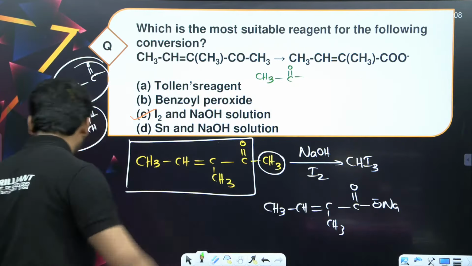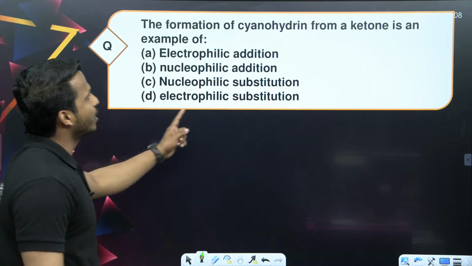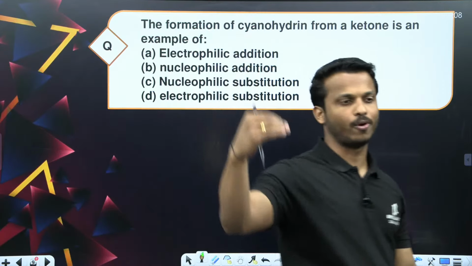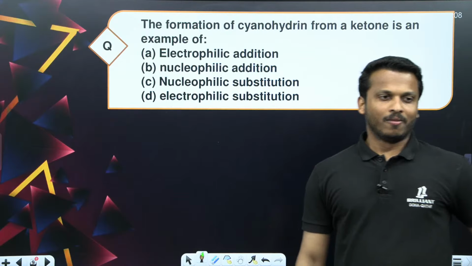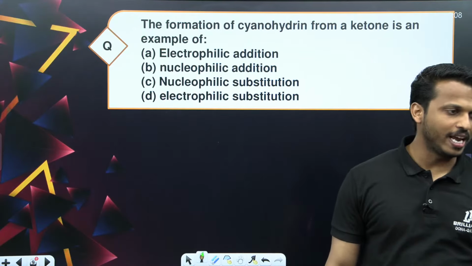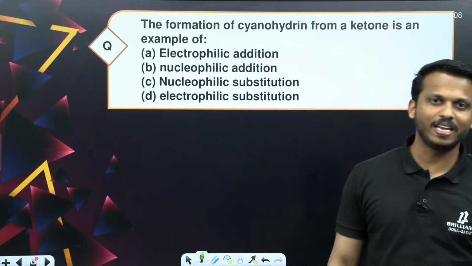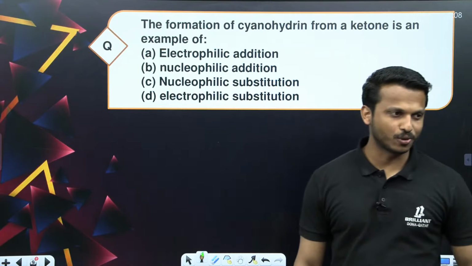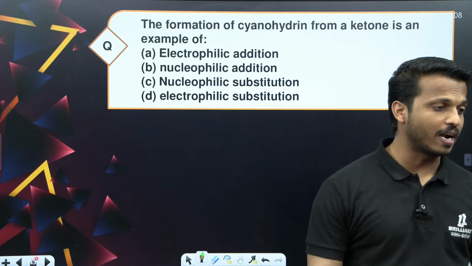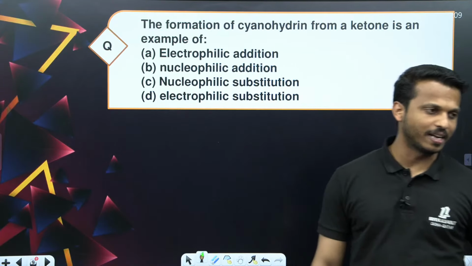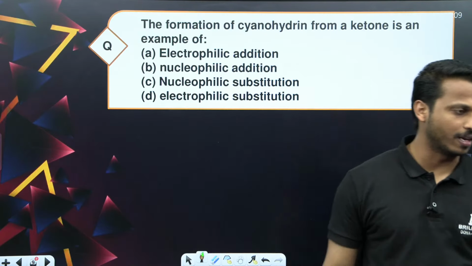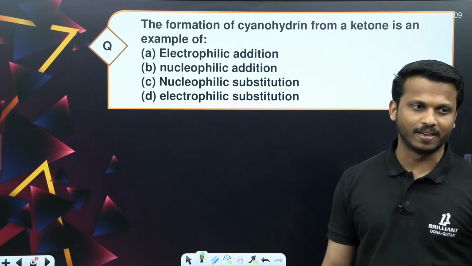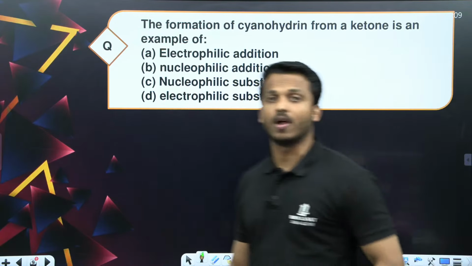Okay, let's go to the next question. The formation of cyanohydrin from a ketone is an example of which of the following reactions? One of the easiest questions. That's given by aldehydes and ketones. So the formation of cyanohydrin from a ketone is an example of what?